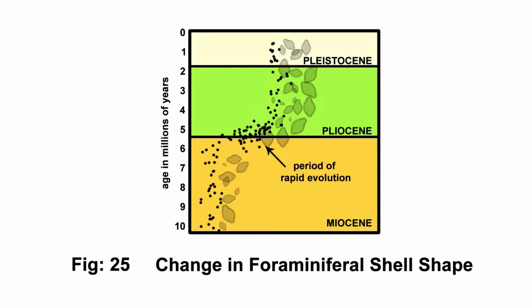Figure 25 shows the age in million years on the vertical line and foraminiferal shell shape on the horizontal line. It shows that in the Miocene period the species evolved rapidly, but in the Pliocene and Pleistocene it became slowly evolving and became static after Pleistocene times.